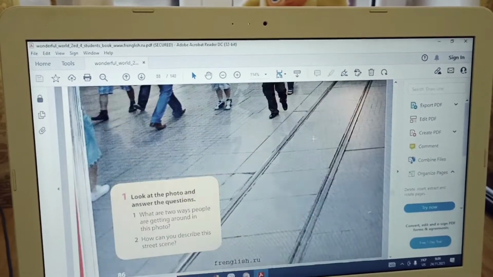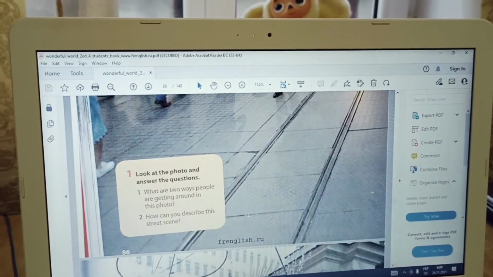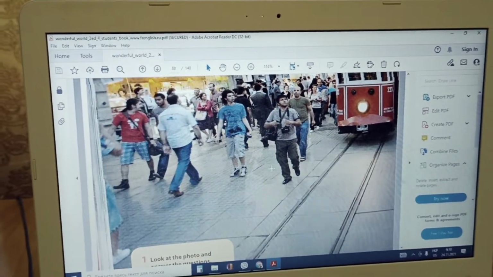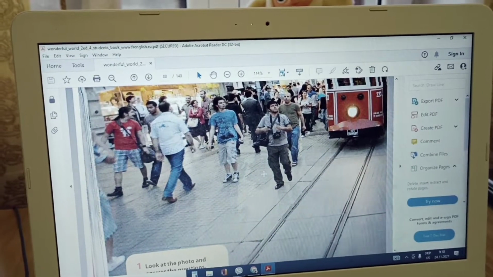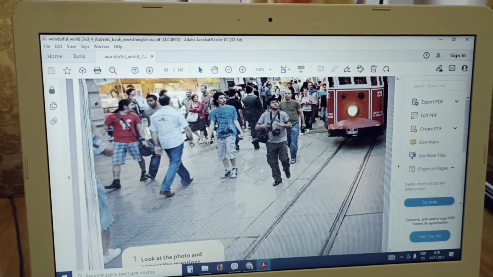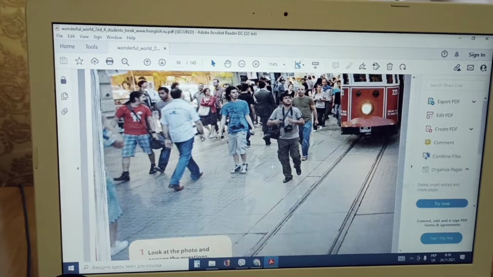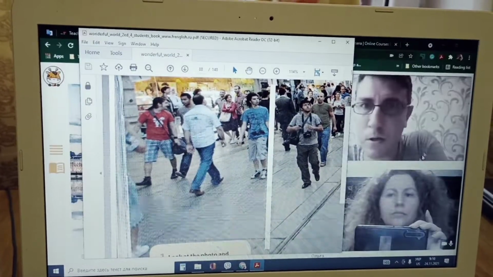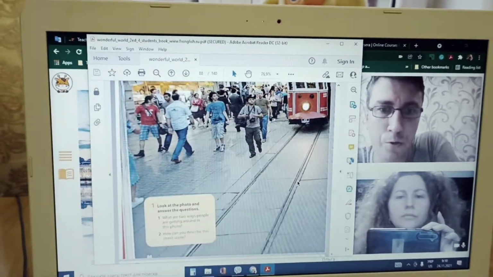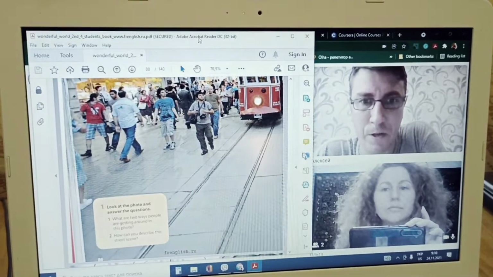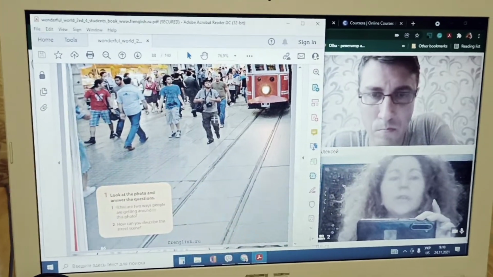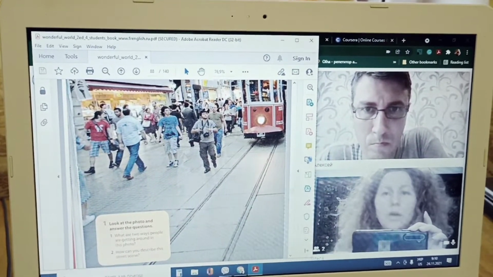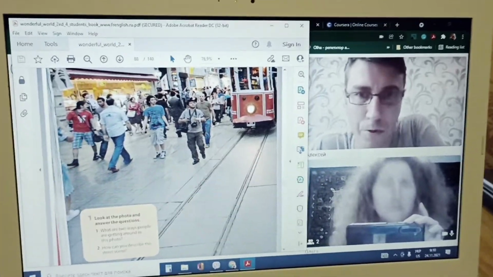Yes, and here, how can you describe the street scene? In this street, I see lots of people that walk around and are looking for anything around them. Exactly, and for instance, in my example, I can see visitors of this city. Visitors of this city, maybe tourists, yes.